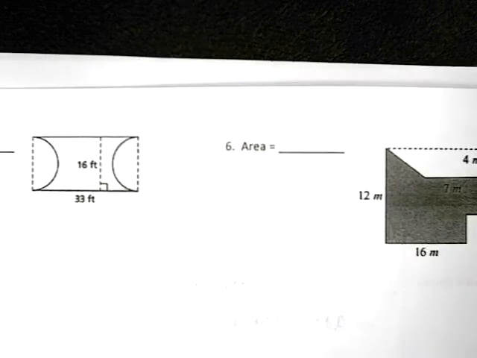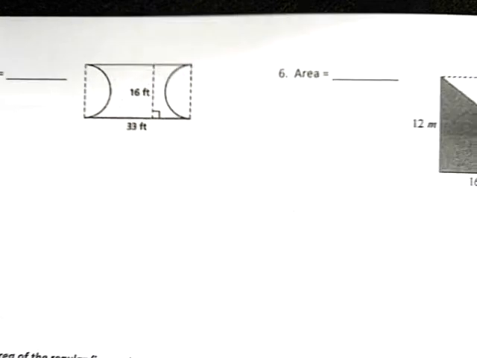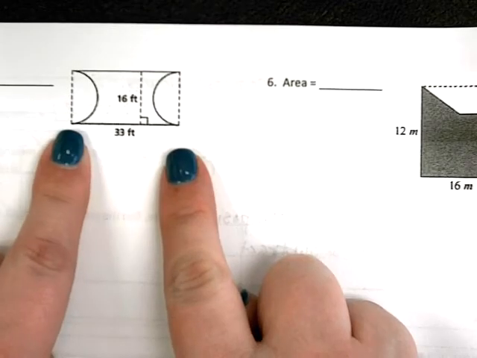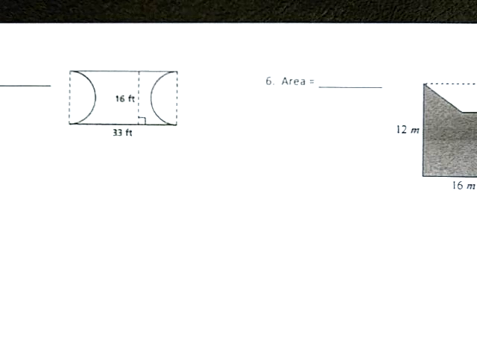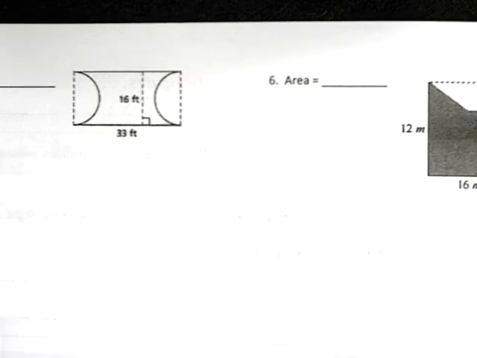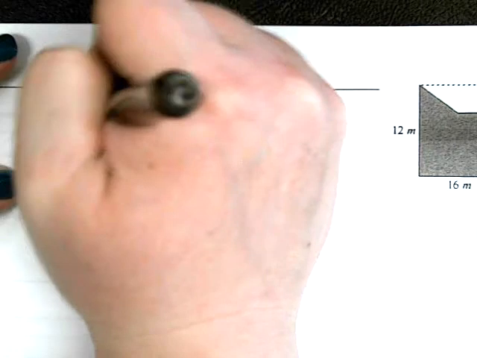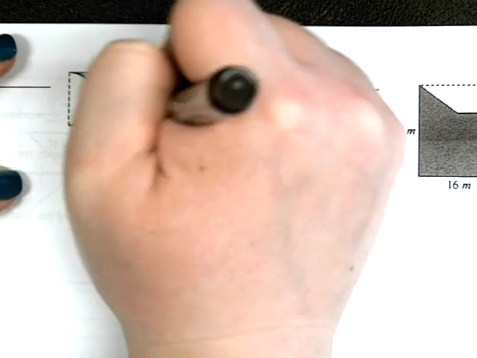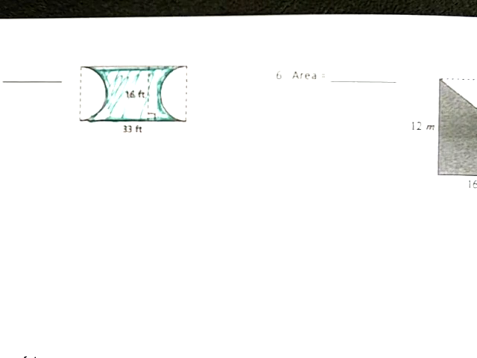Looking at question 5, we see this shape here, and it almost looks like a rectangle, right? And then these semicircles cut out. It almost looks like it could be a basketball court. But the area that we are looking for is this green area here. I'm going to shade that in a little bit. So it's here, here, and here. It's almost like this hourglass shape. That's the area that we are looking for.